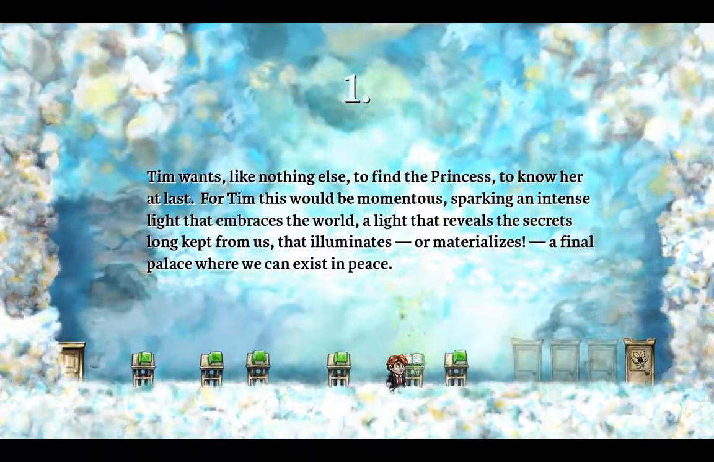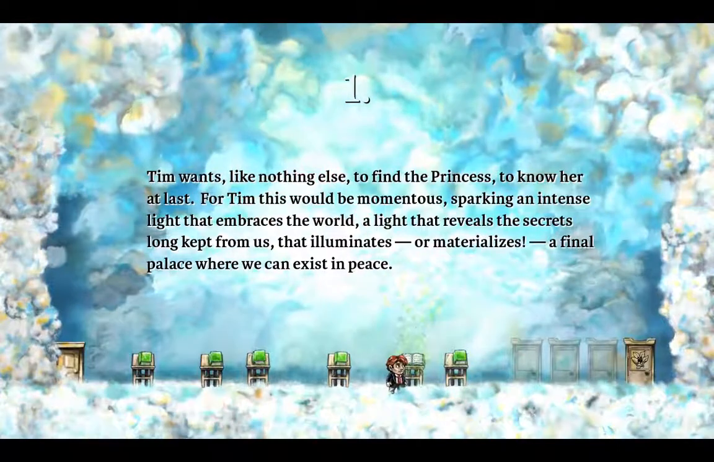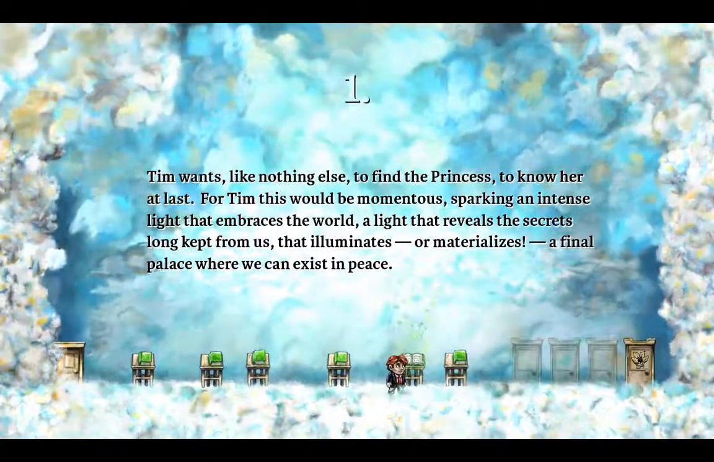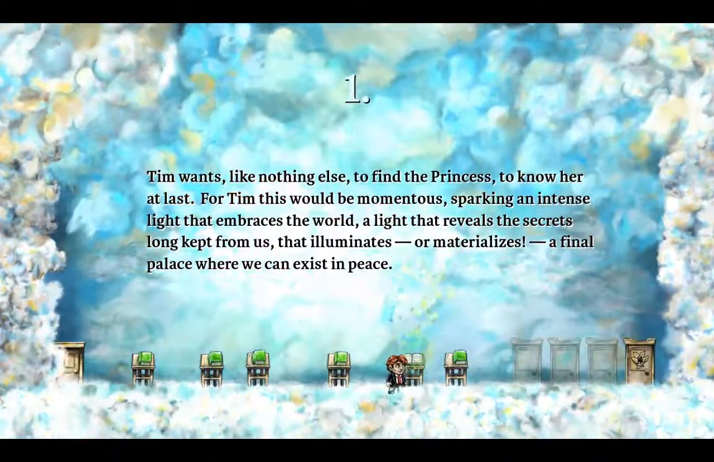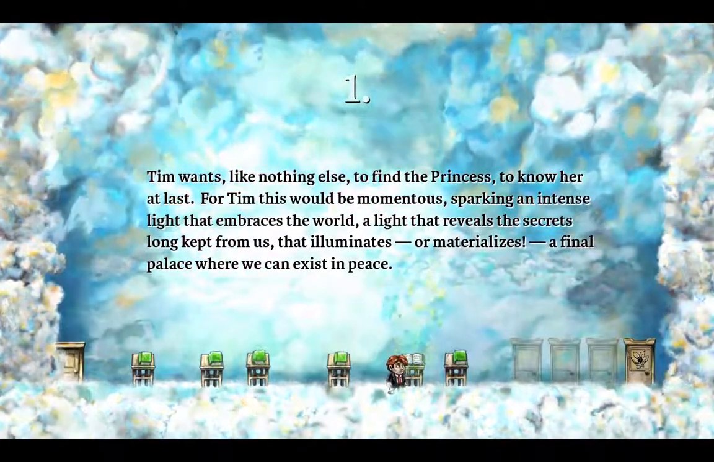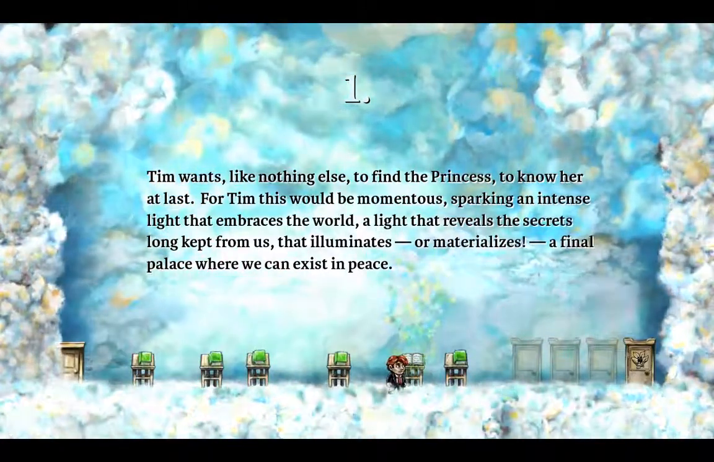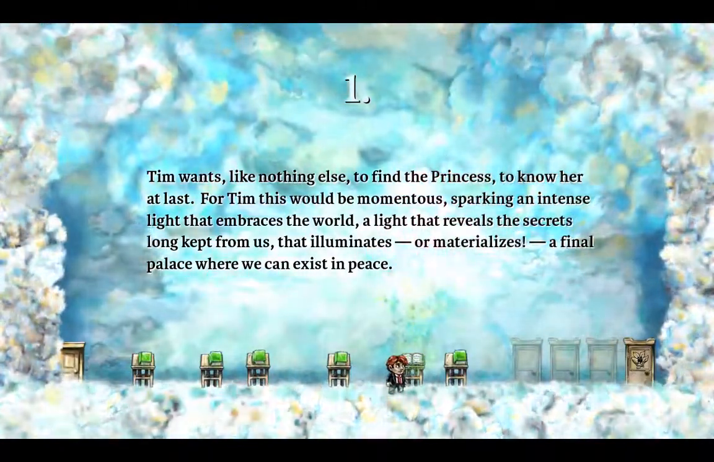And I'm not going to reveal the story that's not being told in this game. There is another story that's not being told in this game, and if you look it up on the internet, you'll find out about it. But the words here: find the princess.